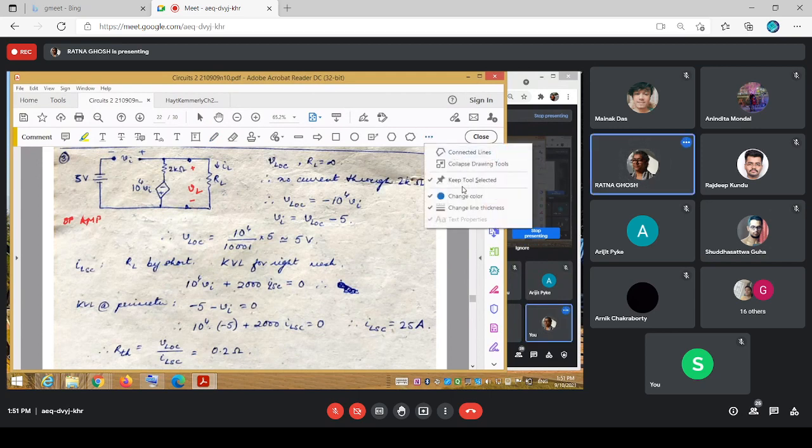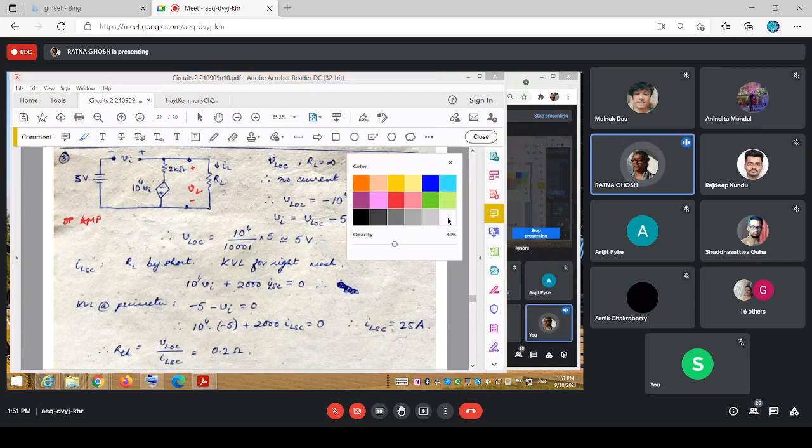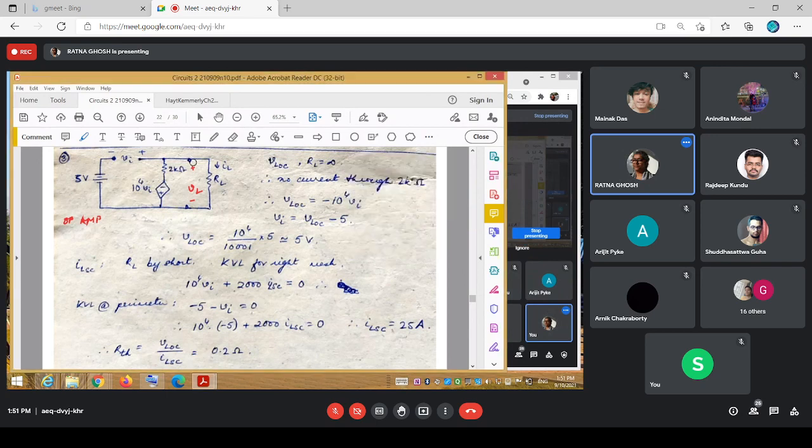Wait, I'll just show you. Should be able to show you. What's happening? Oh, highlight doesn't work on this. Okay. It doesn't work.